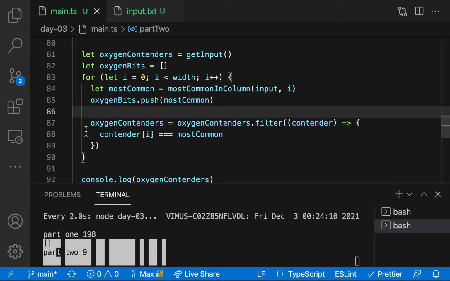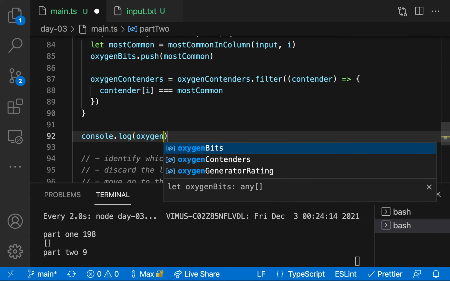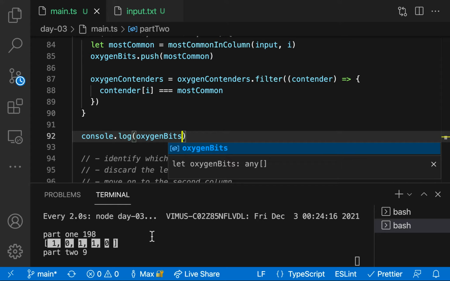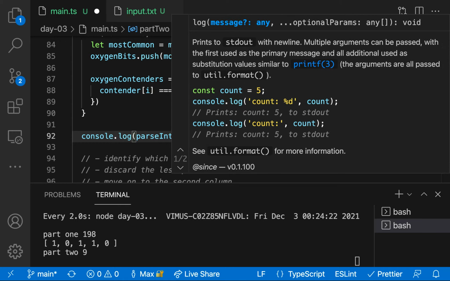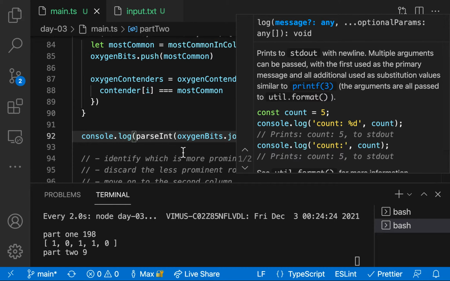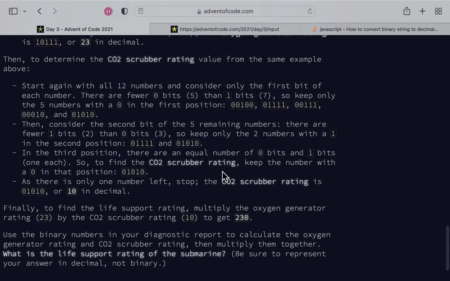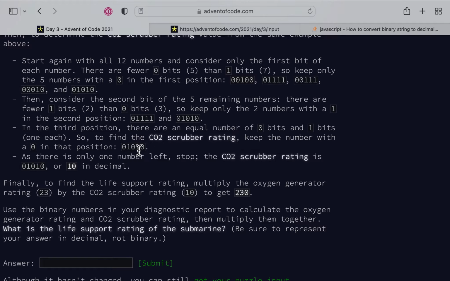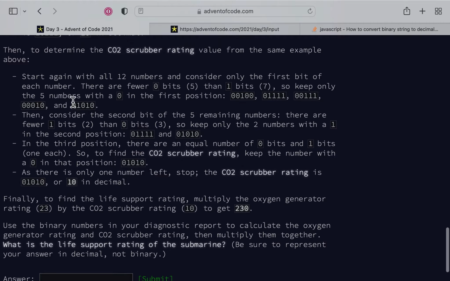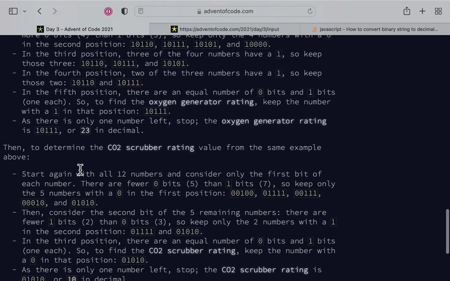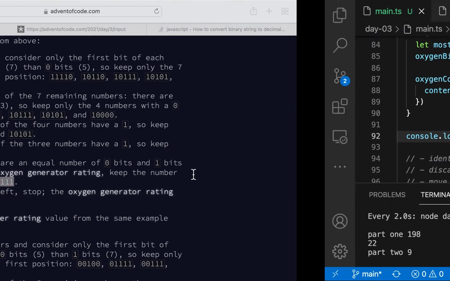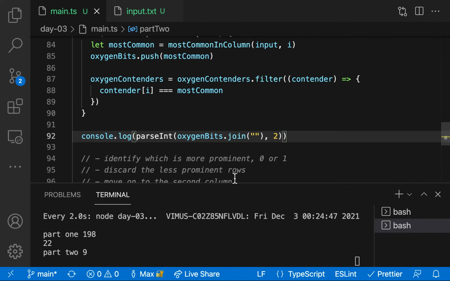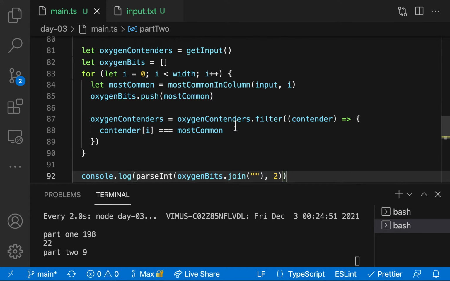And then down here we'll print out oxygen bits, which should be 10110 dot join, and then parse int 2, which should be, is 22 what we expected? I think we expected 23. Oh, interesting. It's supposed to be 10111, but we're getting 1011. We're getting something else. So maybe this isn't actually the right algorithm.